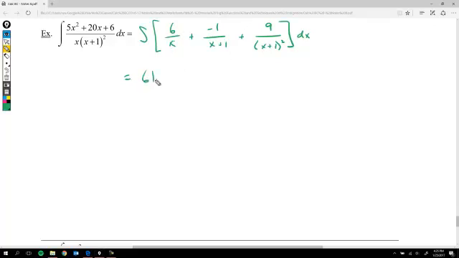Here I just have 6 natural log of x minus natural log of x plus 1. Right, and then this isn't going to be natural log because it's x plus 1 squared. So this is going to be -9 x plus 1 to the -1 power plus c. Right, and if you have trouble doing this by just in your head, then you could do a u sub for this one. Okay, so this is my answer. Let's move on. Last problem.